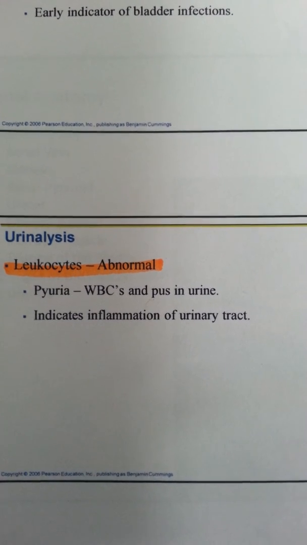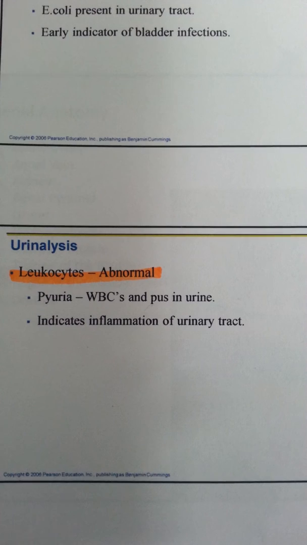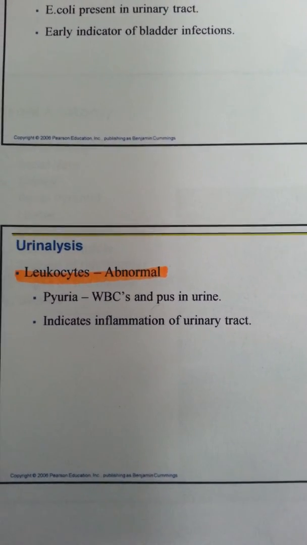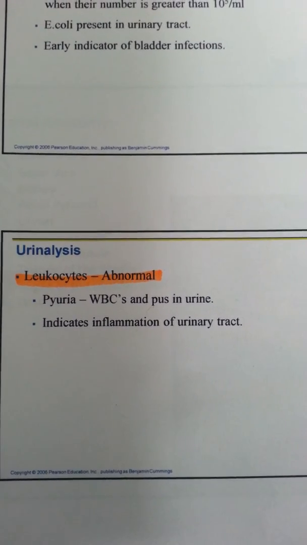Last but not least is leukocytes. Leukocytes is abnormal when it is found in the urine, and it basically means pyuria, which means white blood cells and pus are in the urine. Indicates inflammation of urinary tract.